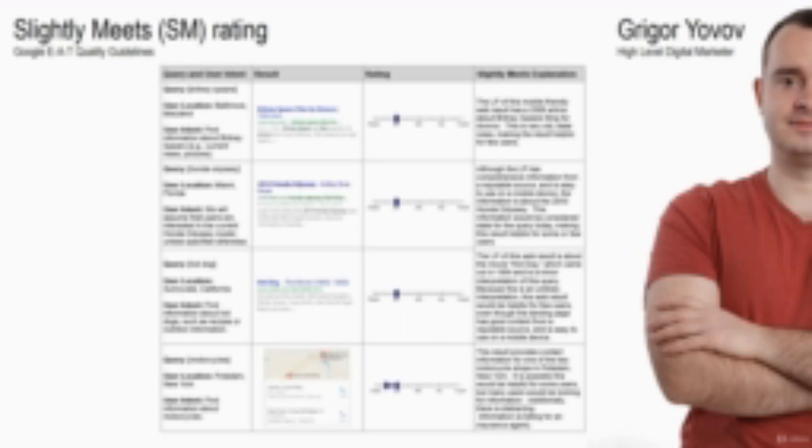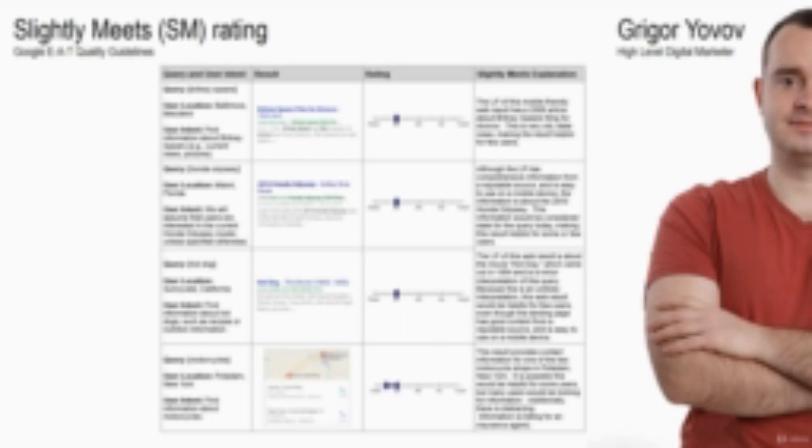The next example is Honda Odyssey, Miami, Florida. For user intent, we will assume that users are interested in the current Honda Odyssey model unless specified otherwise. Although the LP has comprehensive information from a reputable source and it's easy to use on a mobile device, the information is about 2010 Honda Odysseys. This information would be considered stale for the query today, making the result helpful for some or just a few users.